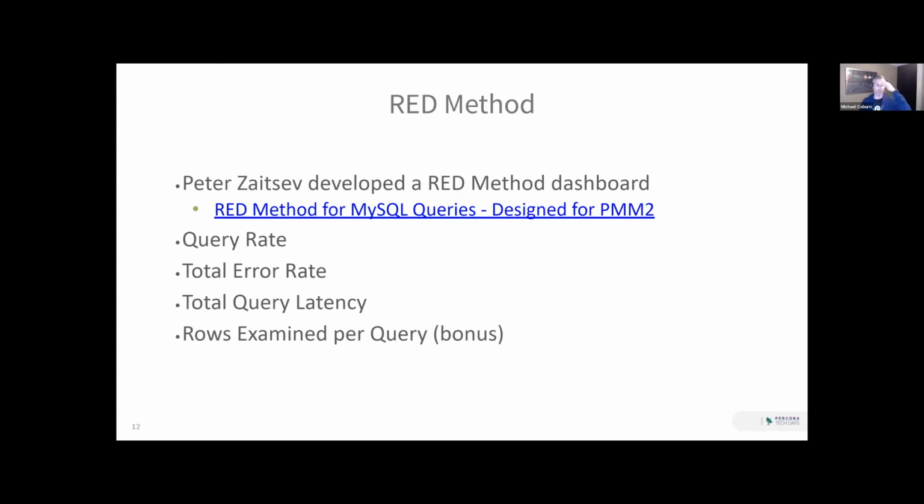And what are we going to look at? We're going to look at 4 main components of the RED method dashboard. We're going to talk about the query rate, total errors, query latency, and then a bonus one. It's not really part of RED, but I think it's immensely powerful, what we can get when we inspect our query data using PMM, okay?